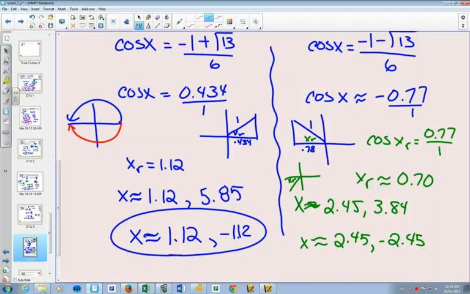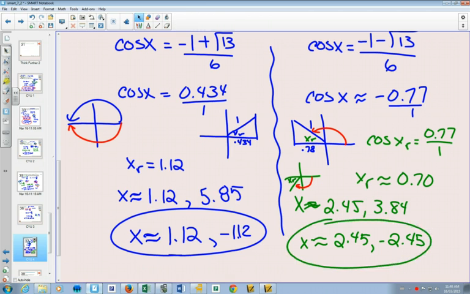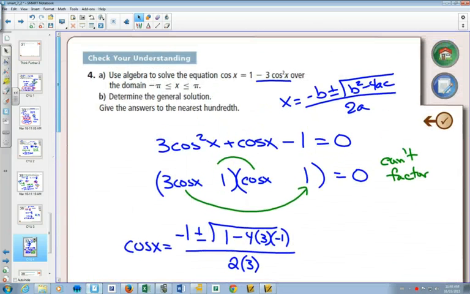Another way that I could think of that is if I'm looking here in quadrant 3 and I know that that's my reference angle, this negative angle would be the same as this angle going to quadrant 2, just in the negative direction. So that's how I knew it would also be 2.45. So now we have our solutions between negative pi and pi. That was only part A.